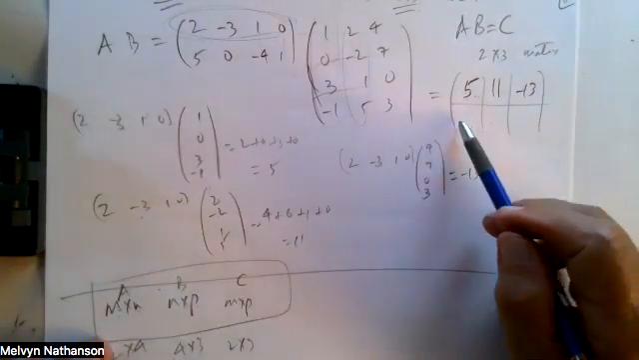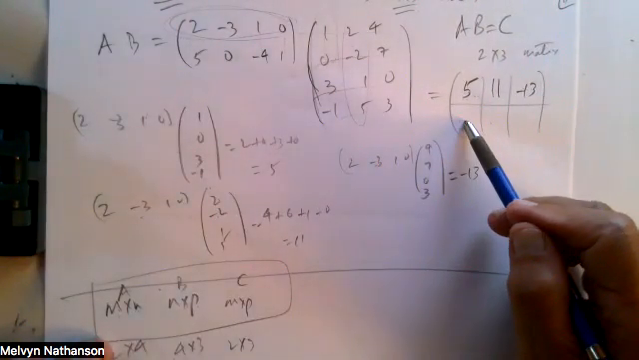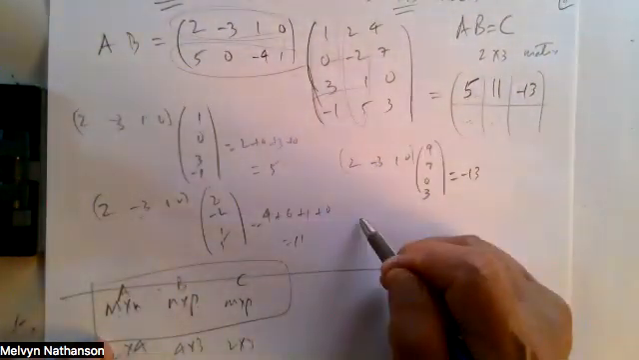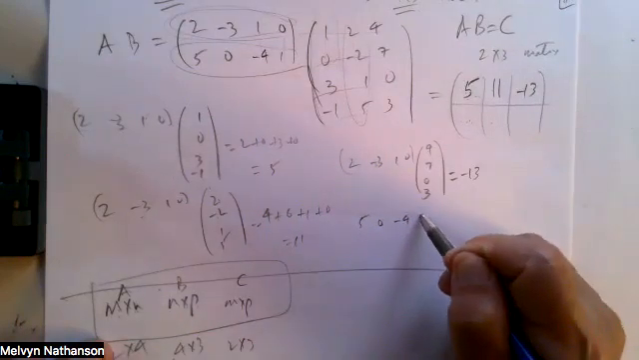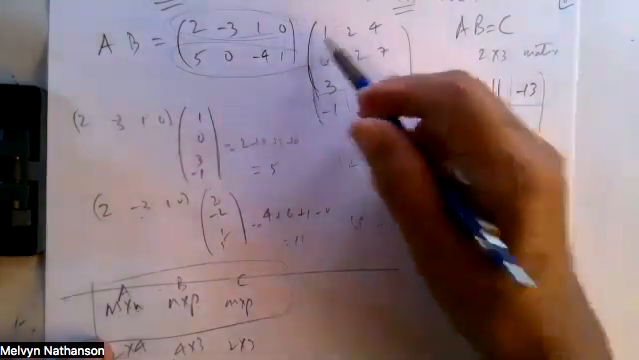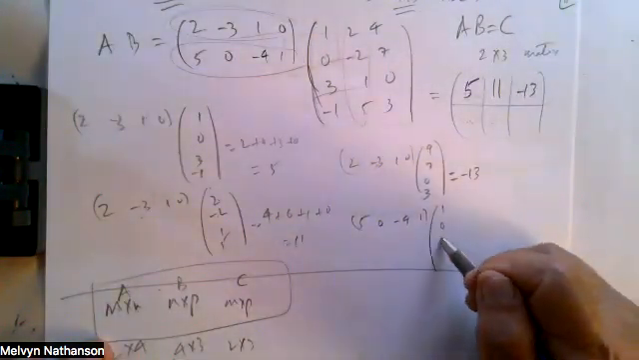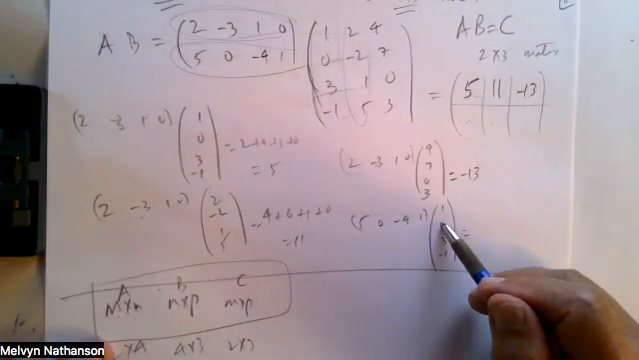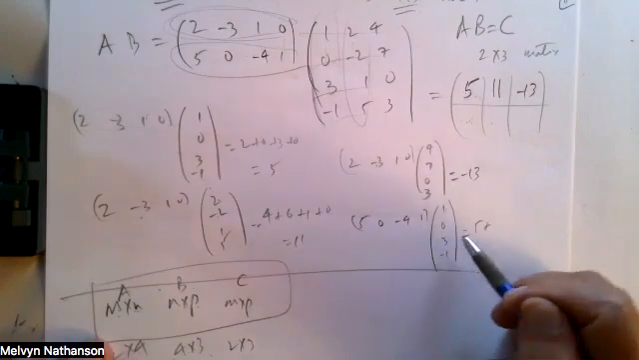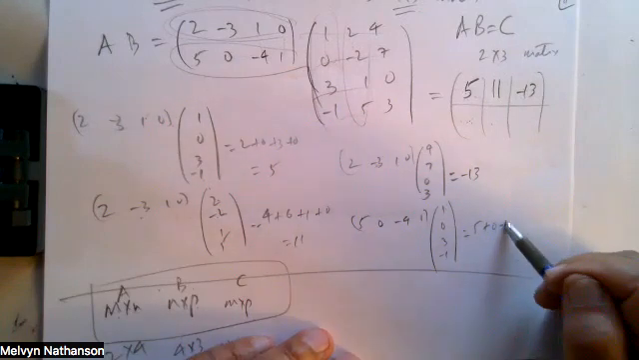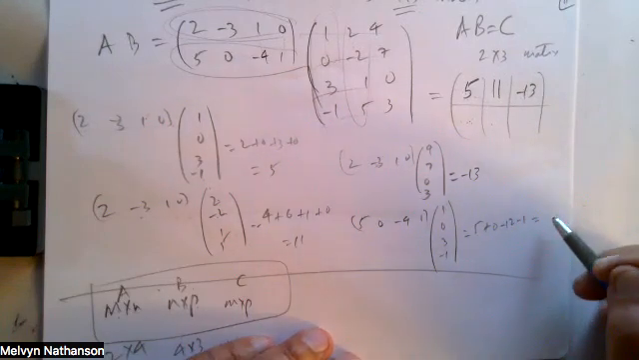What goes here? This is the second row, first column. So I take the second row of A, 5, 0, minus 4, 1, times the first column of B, 1, 0, 3, minus 1. I get 5 plus 0 plus minus 5 plus 0 minus 12 minus 1 is minus 8. Get a minus 8 there.